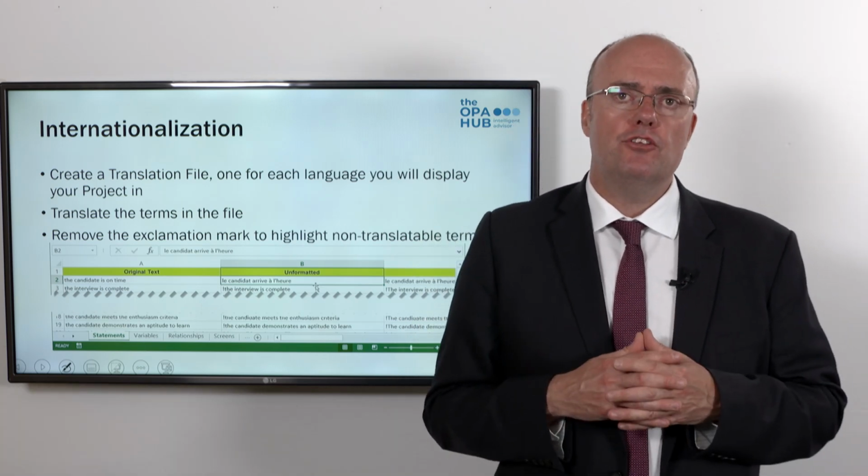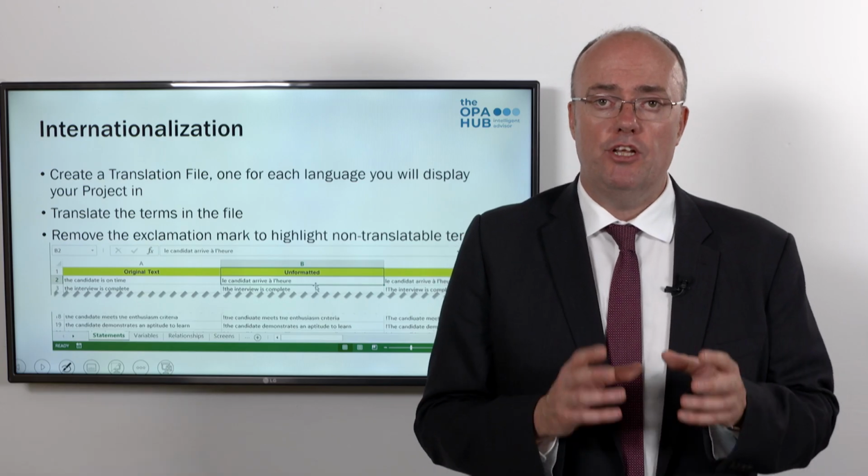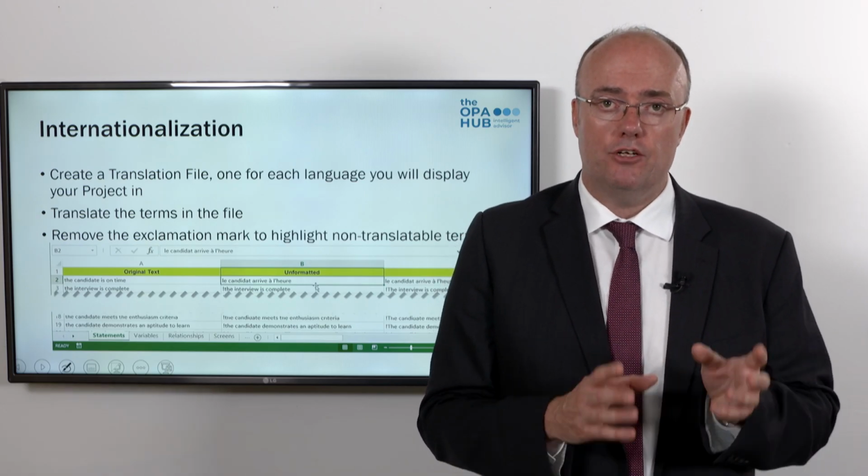The second thing you'll want to do is to create a translation file, or maybe more than one. You'll create one for each of the languages that you intend to implement. Let's take a look at that in more detail. I'm going to switch over to the application. I'm going to enable the language icon, and then I'm going to create a translation file.